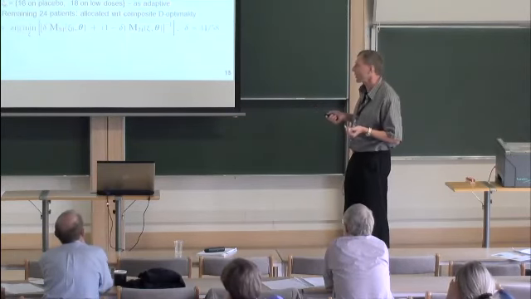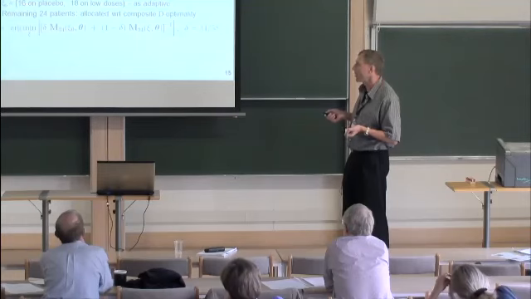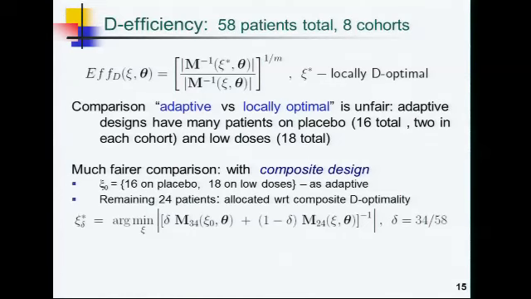What do we start with? We start with this initial design, putting 16 patients on placebo, like here, 18 patients on low doses, exactly as adaptive. And then we allocate the remaining 24 patients in this example with respect to composite D-optimality. So this is the term from the initial design. This is the term from the design of the second stage, and you have to use this proper weight delta.